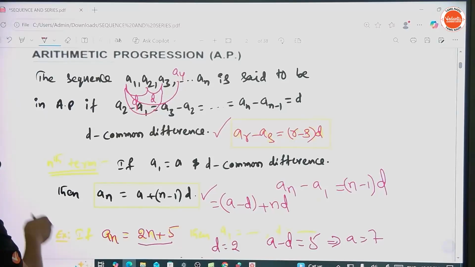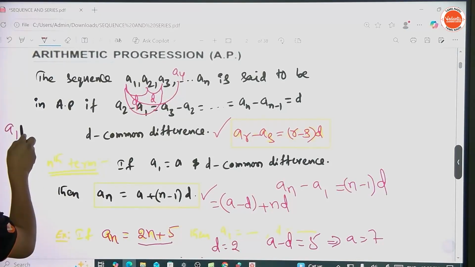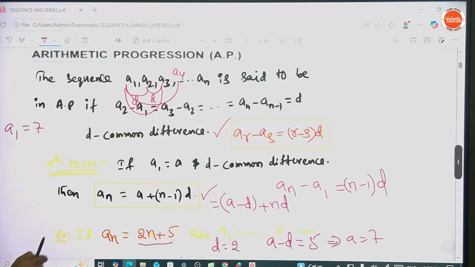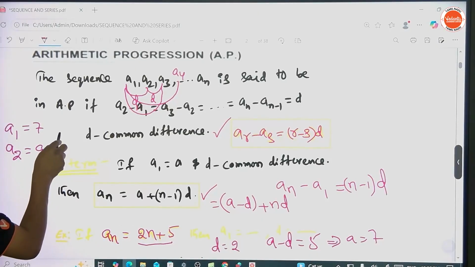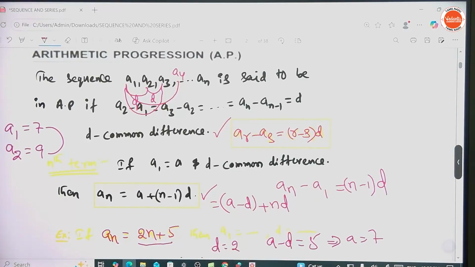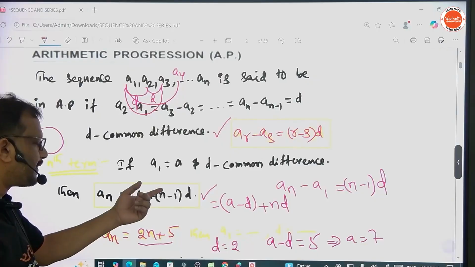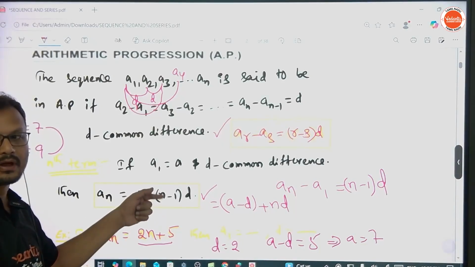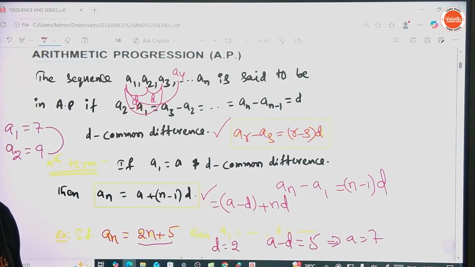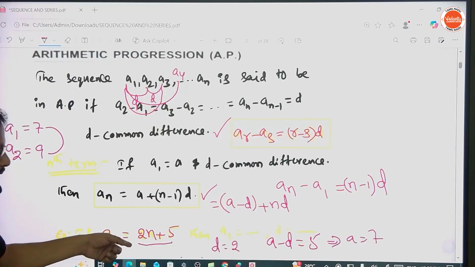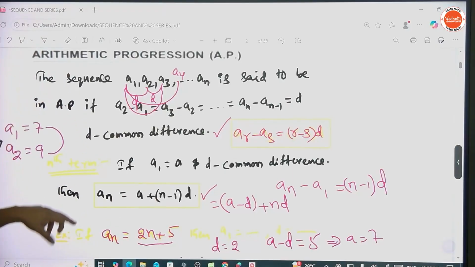Otherwise, you can substitute directly also. What is the a1 value? Put n equal to 1. It will be 7. What will A2 be when you substitute n equal to 2? It will be 9. If you find the difference between these two, obviously it will be 2. So that way also you can find. That is the regular method, but you have to think smart and differently, based on the nth term, how you can compare. Got it, right?